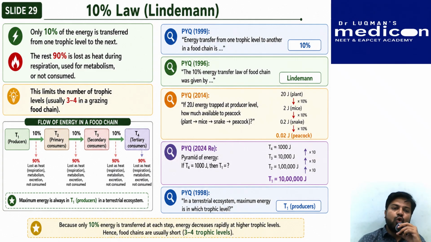For example, in the flow of energy in a food chain from first trophic level producers to second trophic level, that is primary consumers, only 10% is consumed. It means 90% has been lost as heat or not consumed. From T2, that is primary consumer, to secondary consumer, T3 level, again only 10% is consumed. In the same way, it reaches the tertiary consumers, T4. Maximum energy is always in the T1 producers in a terrestrial ecosystem. You have to remember that one. Okay, stop the video here. Study the previous year question, how this question has been converted into a numerical question also.